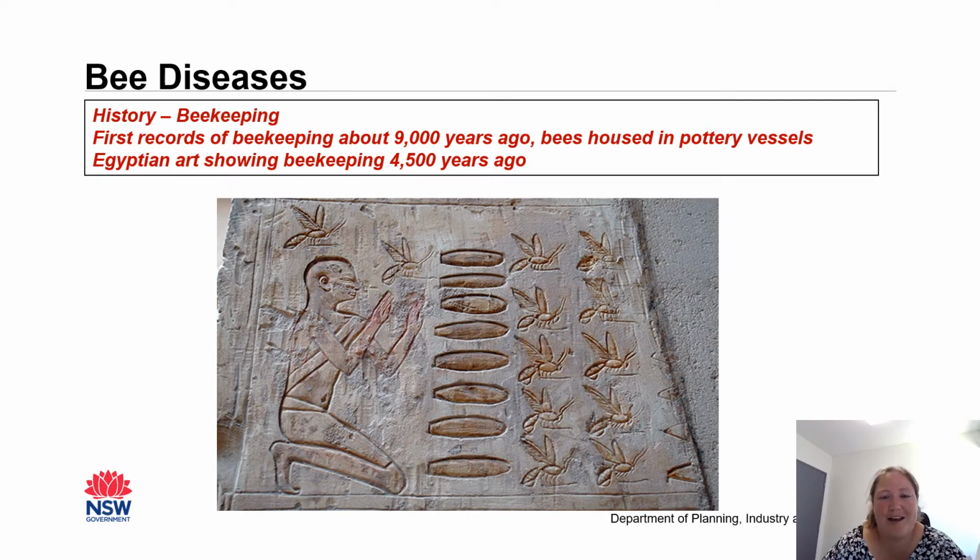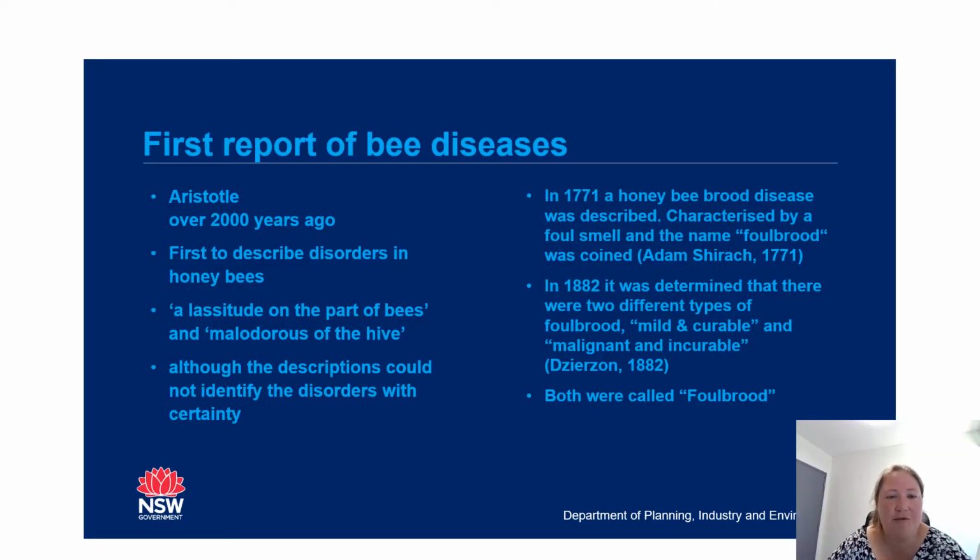Here's a quick look back at history, and the first records of beekeeping were about 9,000 years ago, and bees were housed in pottery vessels. This picture here is of Egyptian art showing beekeeping about 4,500 years ago, and I think that's pretty cool. So if we jump forward a couple of thousand years to Aristotle, he was the first to describe diseases and disorders in honeybees, and his description was a lassitude on the part of bees and a malodorous of the hive, and that just means weak, lazy bees and a foul smell of the hive.